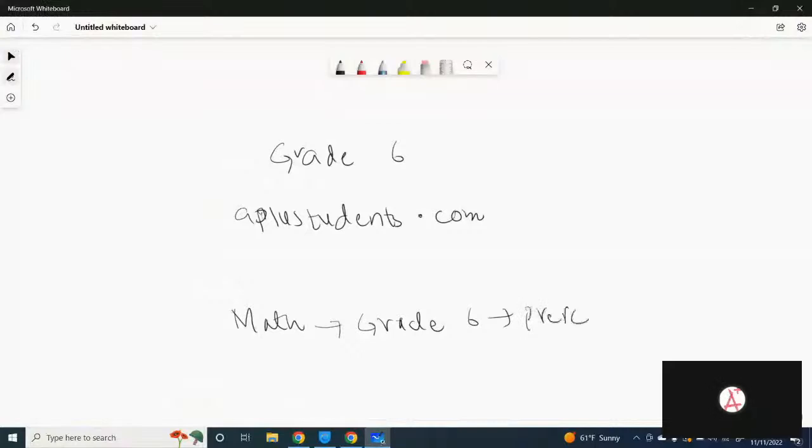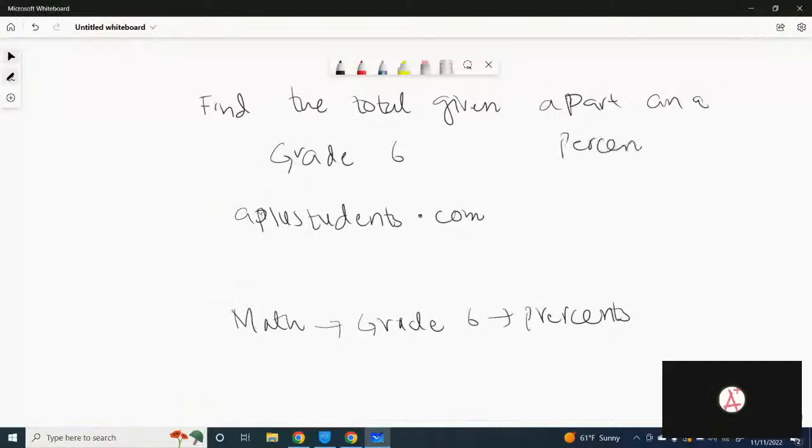percents. We are already working on the chapter percents. So let's start with the lesson. The lesson we're going to start with is find the total given a part and a percent. Got it? So let's start with the examples.